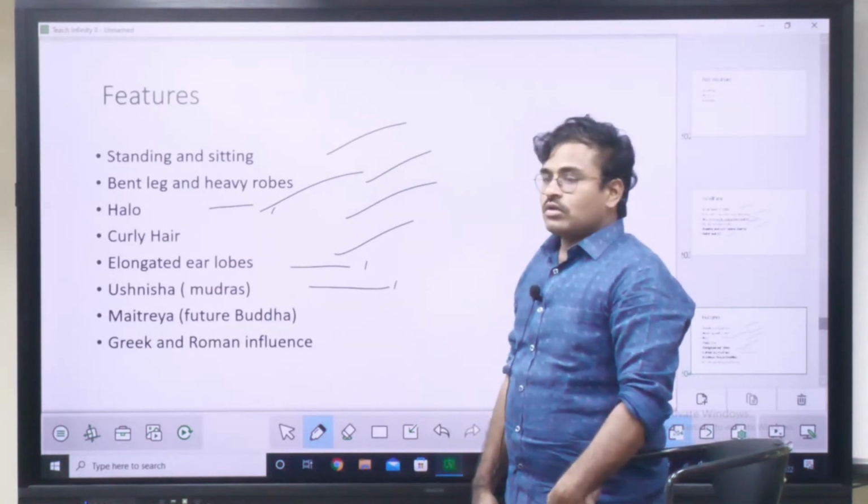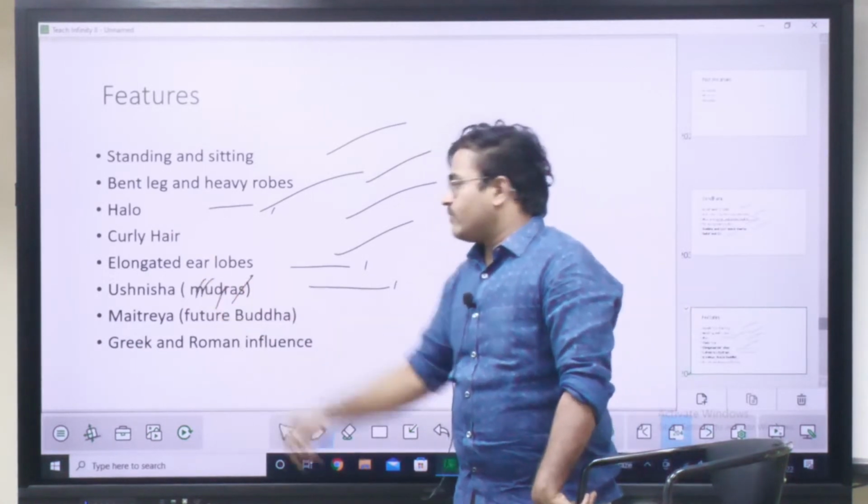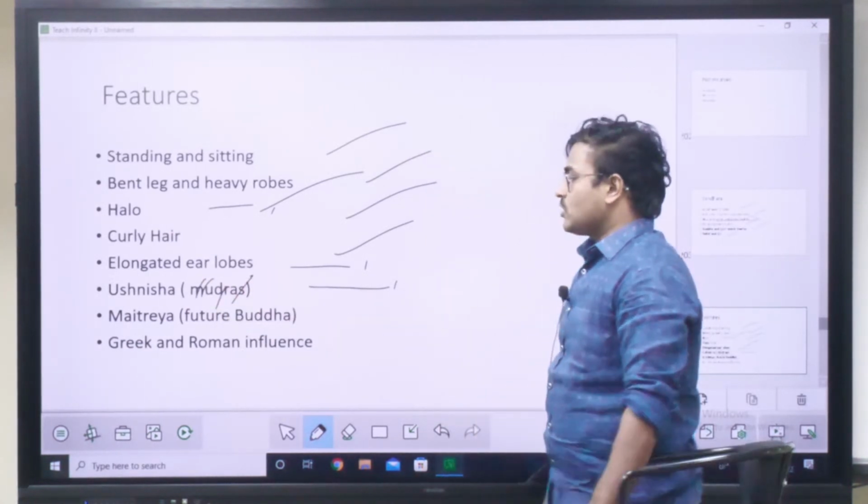Leave the mudra. Okay, Ushnisha is the top knot.